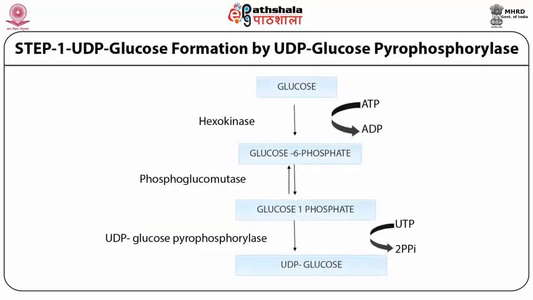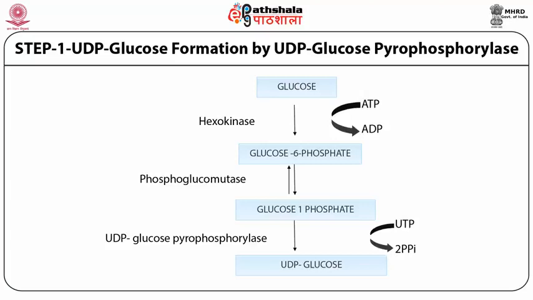As shown in the figure, glucose is activated before it gets polymerized into glycogen. Glucose is phosphorylated to glucose 6-phosphate by the hexokinase enzyme in muscles or the glucokinase enzyme in liver. For further anabolic polymerization reaction, it is converted into glucose 1-phosphate by the reversible action of phosphoglucomutase.